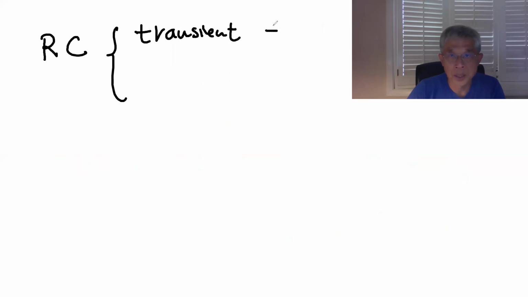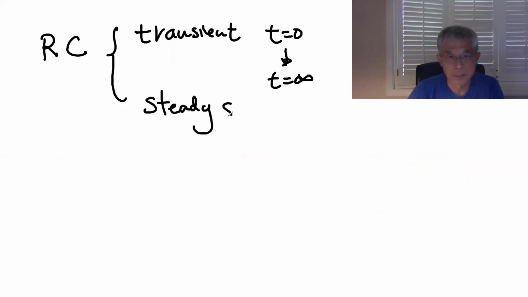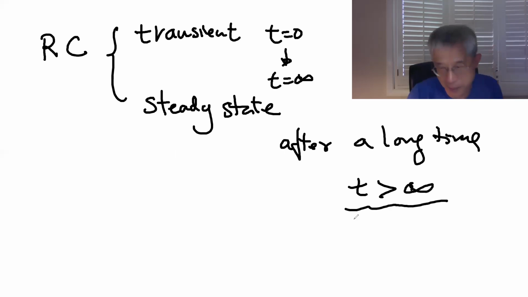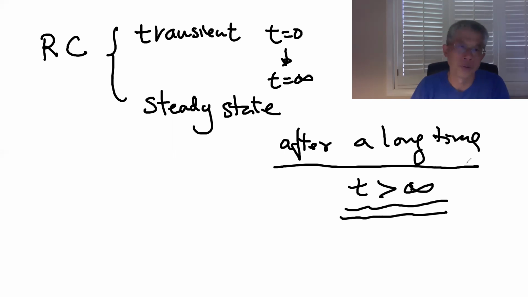But in RC circuit, we care about the transient, so from T equal to 0 to T equal to almost infinity. We don't care about the steady state as much. Steady state is basically after a long time, so T is larger than a big number. You can say T is larger than infinity, but that's too big. We don't know what T larger than infinity is, but after a long time is how we describe it.